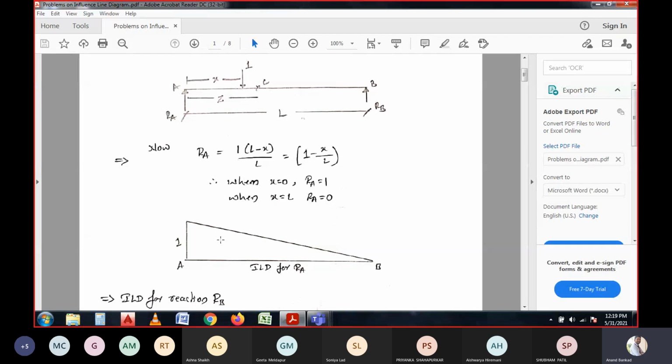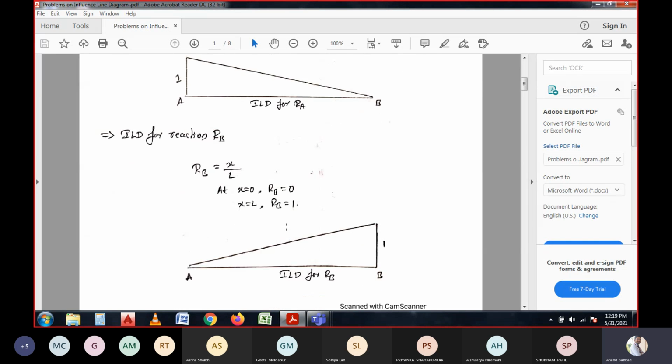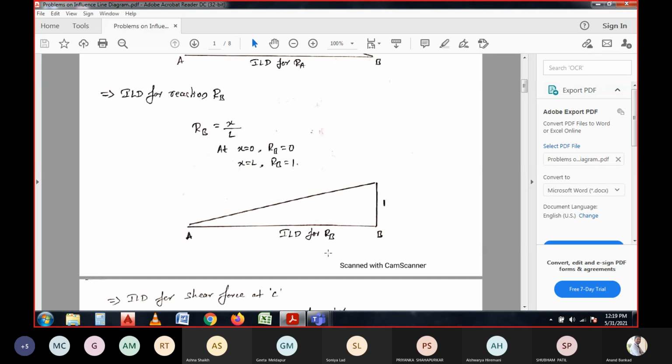And again, we have another one, the reaction at support B, for which we have the influence line diagram, and taking similar triangles we calculate the reaction forces. All these things we have already studied, since it was 2-3 days before, and that is why I would like to revise it now.